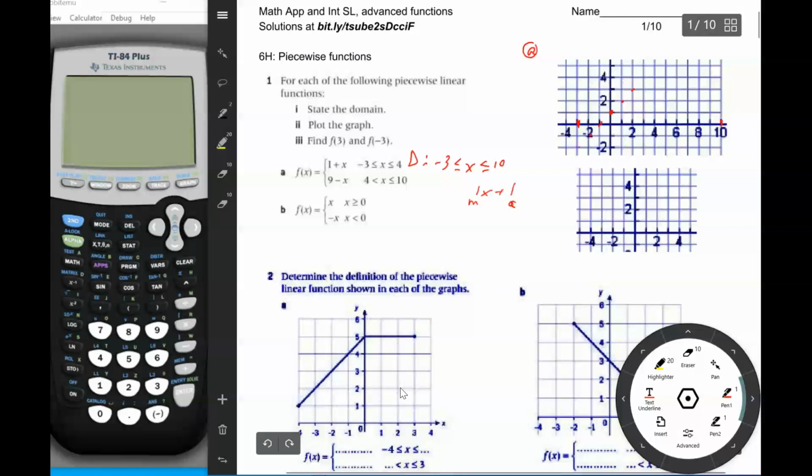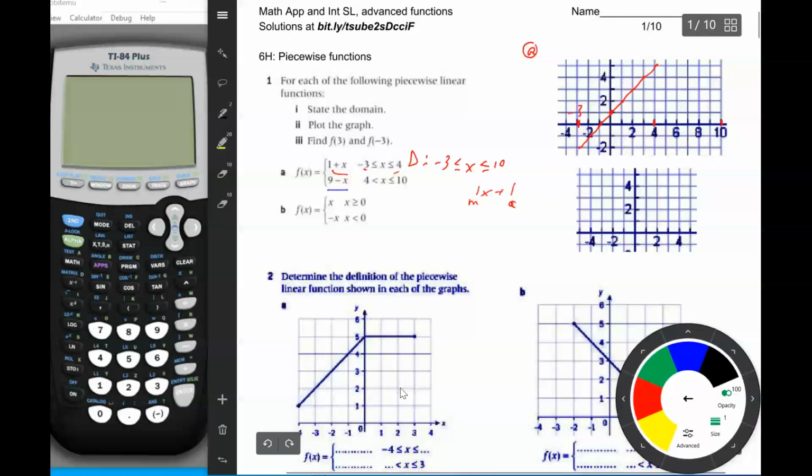And this function, 1 plus x, is valid from -3 to 4. So I'm going to do that from x equals -3, which is here, all the way to x equals 4, which is here. Okay? So basically, I'm going to graph this line between the left edge of -3 and the right edge of +4. And then I'm going to change to a different color, because I'm going to now use the 9 minus x.